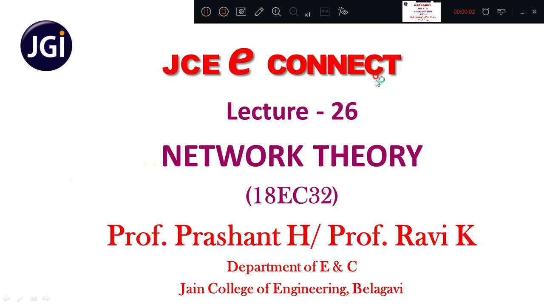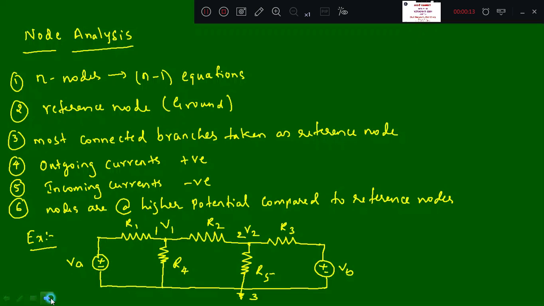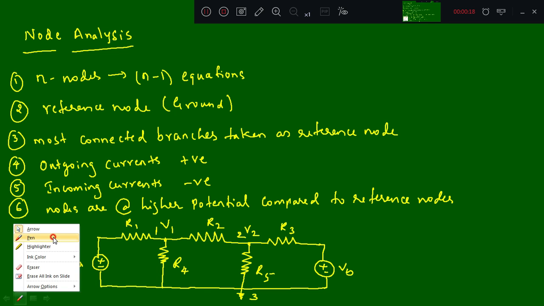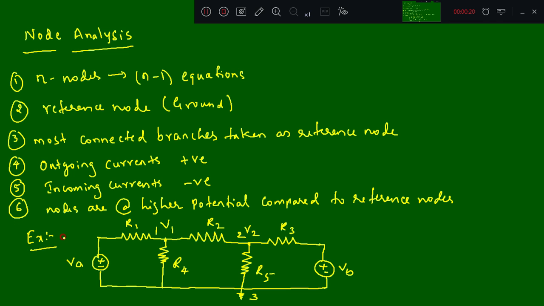Good morning, students. We'll continue with lecture number 26, the concept of node analysis. Node analysis says that in a given circuit diagram, if you mention n number of nodes, we will get n minus 1 equations to solve. And one more factor is that we have to make one node the reference node, that is grounded.